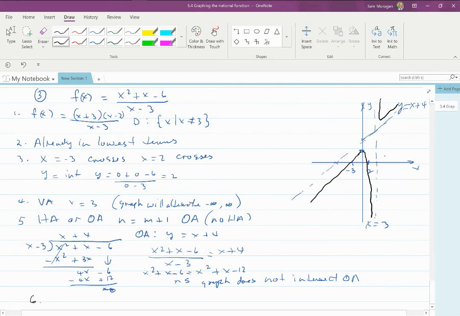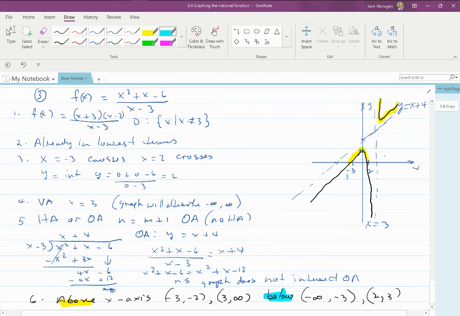So we can write the regions where it's above or below. Above, from the picture on the graph, above x-axis, from negative 3 to negative 2, and from 3 to infinity, and below from negative infinity up to negative 3, and from 2 to 3. I'm going to highlight those in color so you can see them. Above is this part, and this part, and then below is this part and this part.